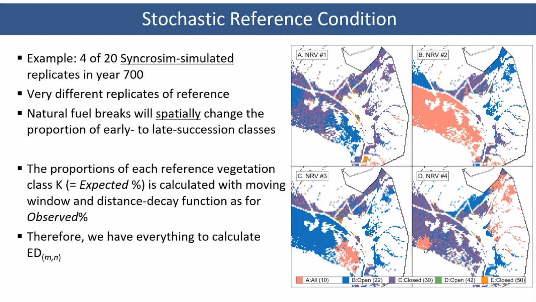Here's an example. We have 4 out of 20 SyncroSim simulated rasters. You'll notice the colors are very, very different among them. And what you have to remember, these are a small portion of a landscape, and these rasters will persist for decades. This vegetation is slow growing. So this reference condition is perfectly valid, and not only that, it will persist for 30 years. So there's not one reference condition. That's what we're telling you.